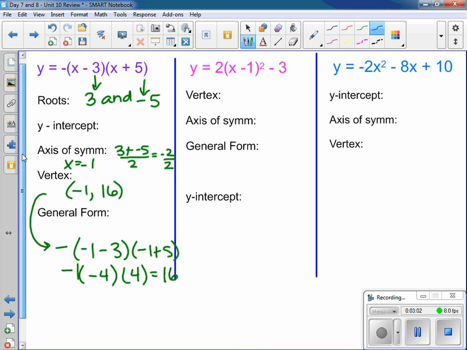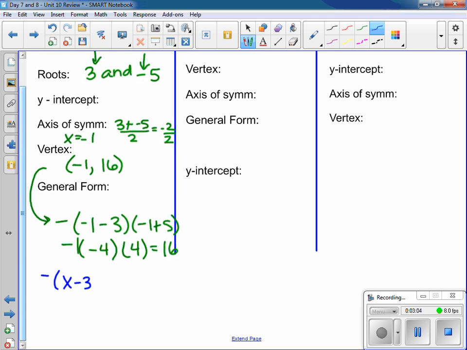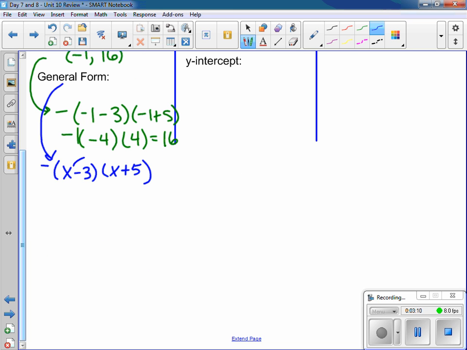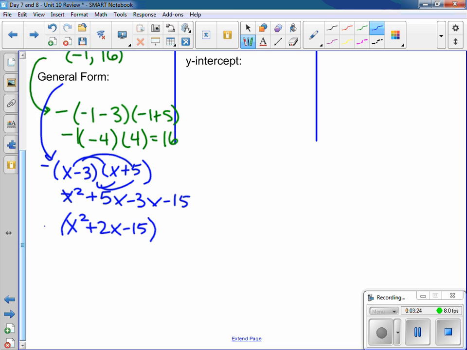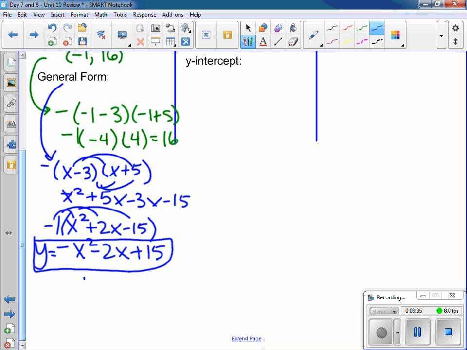So I'm going to take my equation, negative x minus 3, x plus 5, and convert it to general form. And the first thing you want to do is FOIL. So I get x squared plus 5x minus 3x minus 15. So I get x squared plus 2x minus 15. And then I still have that negative 1 outside, so all I have to do is distribute it. So I get negative x squared minus 2x plus 15. That's my general form. And then the last thing it asks me to find is the y-intercept. And the y-intercept is just that last number, 15.